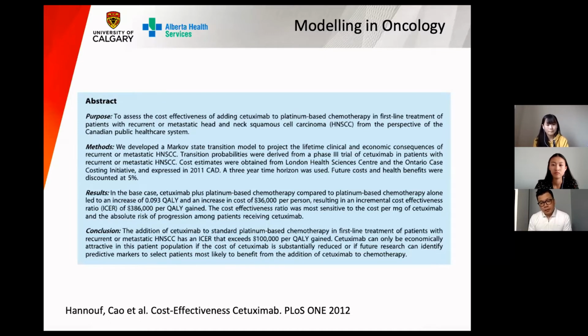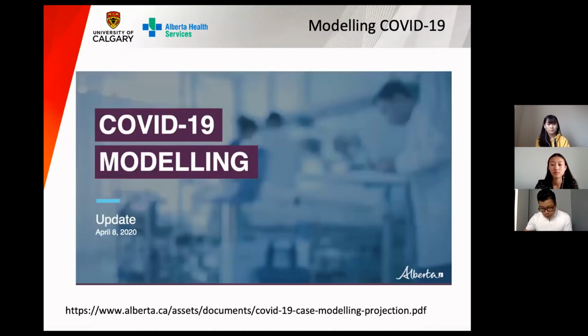All right, just looking at my time. I think I have like 15 more minutes. So we thought we'd talk about how you could use modeling in the current context of the global pandemic. So this data is a little bit older, but it's available to the public.